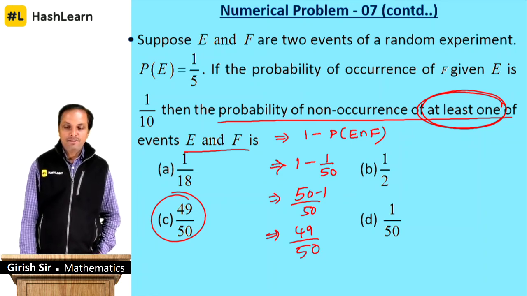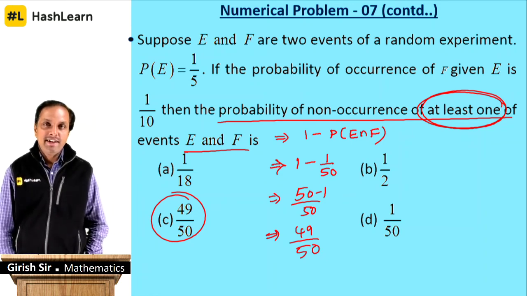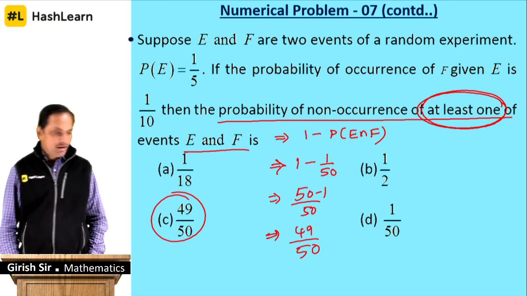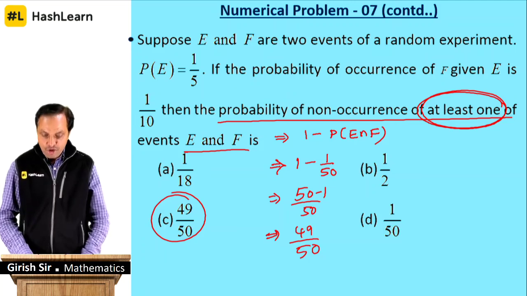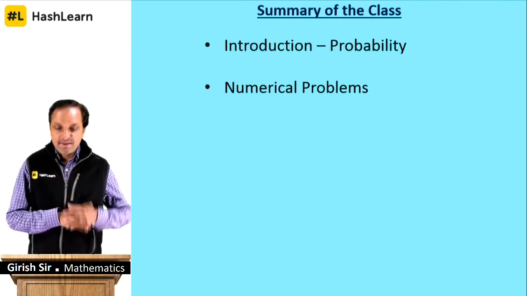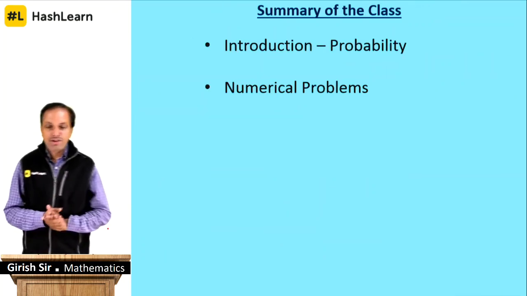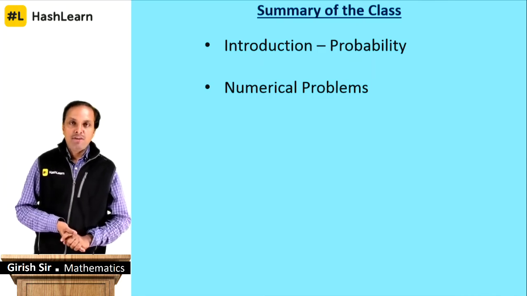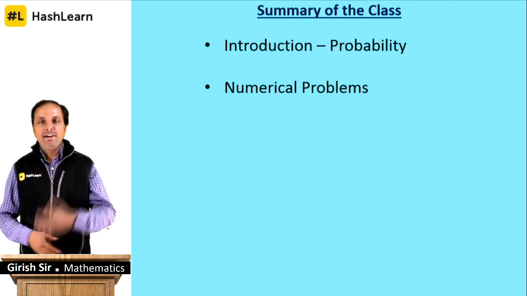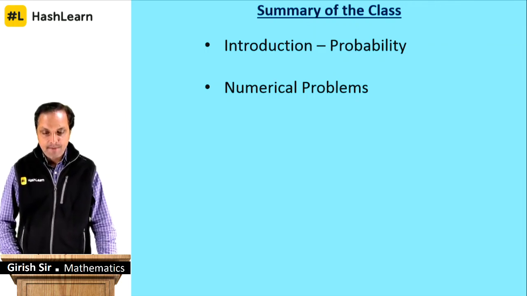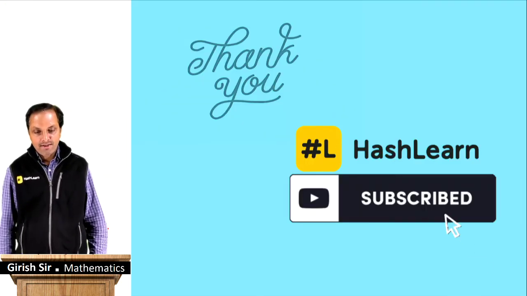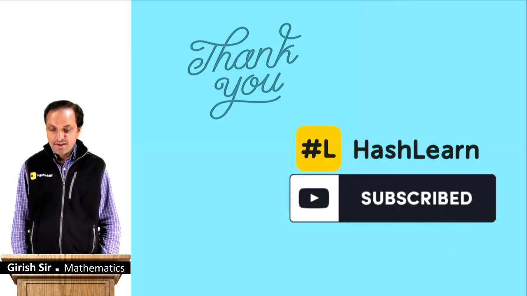Hope you all followed the problem. So remember, at least one means 1 minus probability of E intersection F. You'll be able to get that at least one part. Okay guys, so hope you all followed the problem, and here is the summary. We did the basic introduction and also some problems on probabilities. In the coming classes also we are going to cover many more concepts and problems on the same chapter, probability.